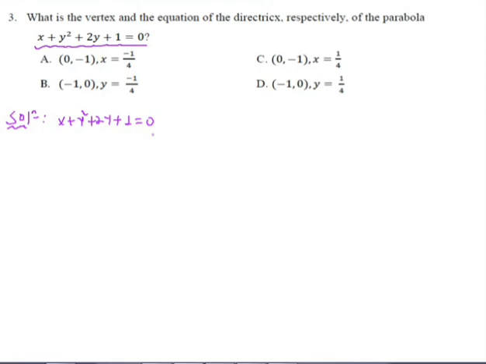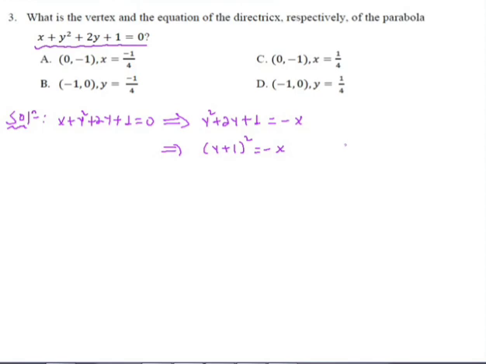From this equation we are asked the vertex and the directrix. So to determine the vertex and directrix, we need to write this equation in standard form. So the equation becomes y squared plus 2y plus 1 is equal to minus x. This implies (y plus 1) the whole squared is equal to minus x.